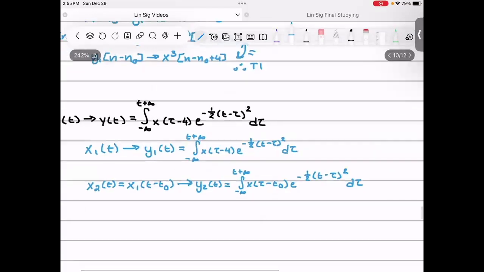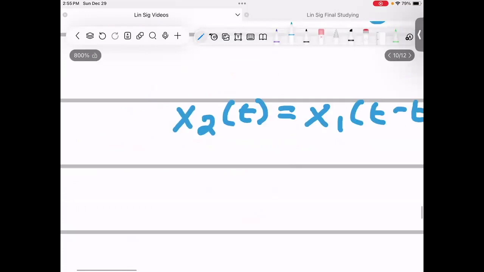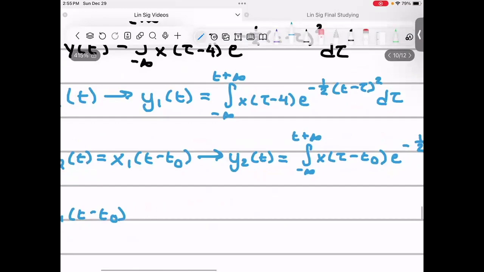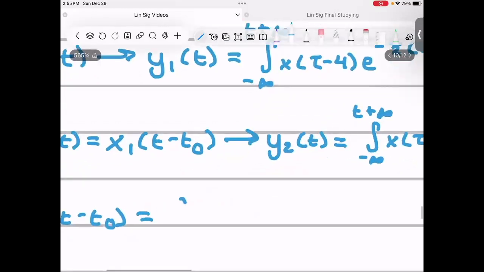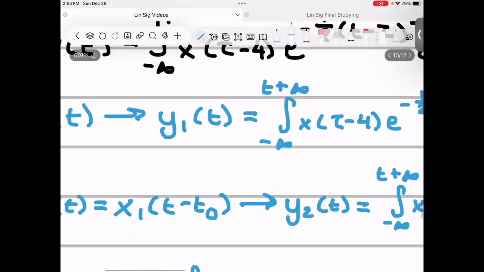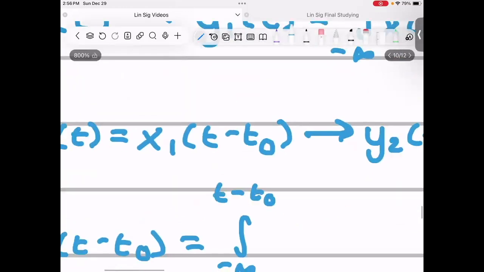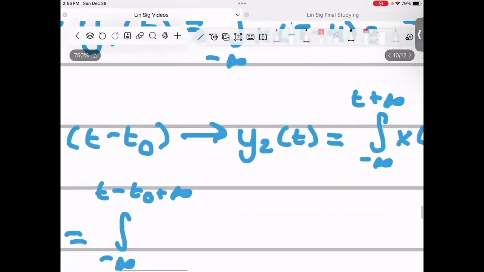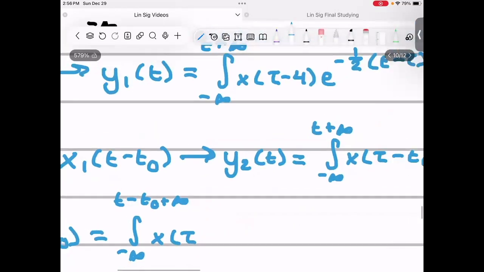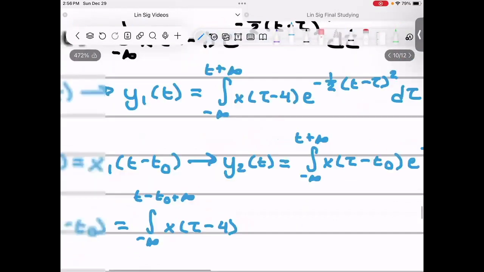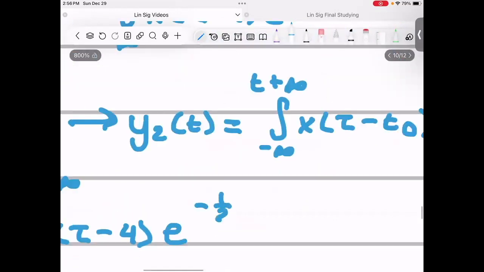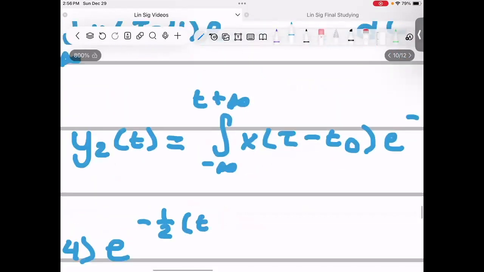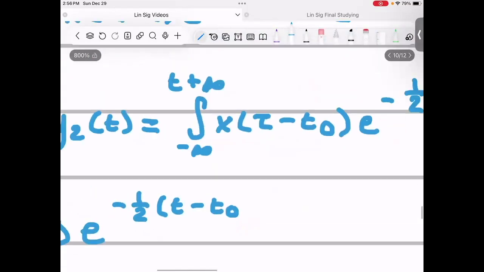Okay, that was long. And now let's get our y1 of t minus t naught, which equals the integral from negative infinity. Oh, we found a t already, so that's already going to be t minus t naught, plus infinity. And then x of tau. There's a tau here, not a t, so we don't have to worry about plugging anything in here. Tau minus 4, e to the negative 1/2 t, so minus t naught, minus tau squared d tau.